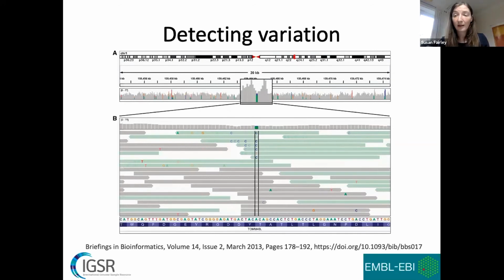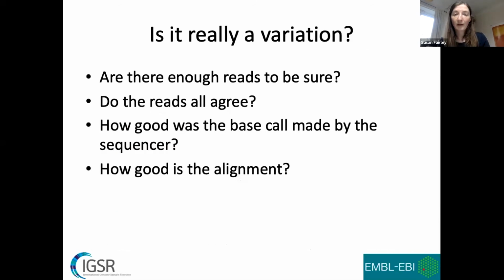Whereas if it was a lower quality call, where the sequencing machine wasn't so confident when it made the call about the base, and when we come to align it there's not an awful lot of other evidence there, and maybe the aligner has struggled a bit there, overall you're going to have less confidence in that call. Okay, so this is basically just summarizing that again.